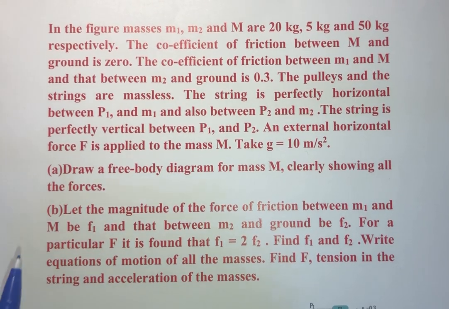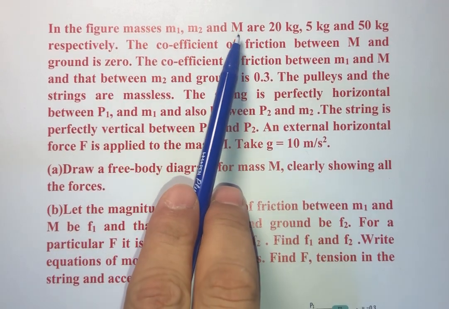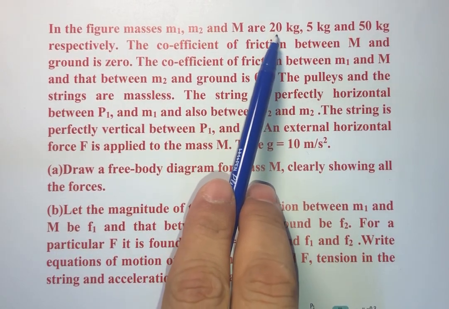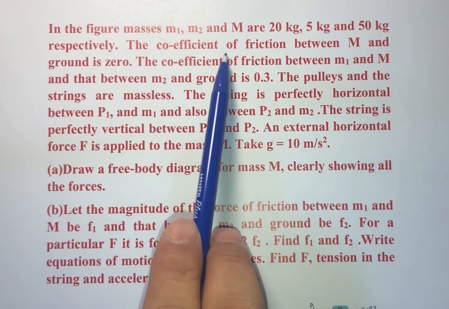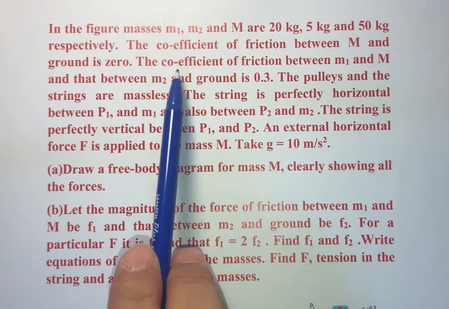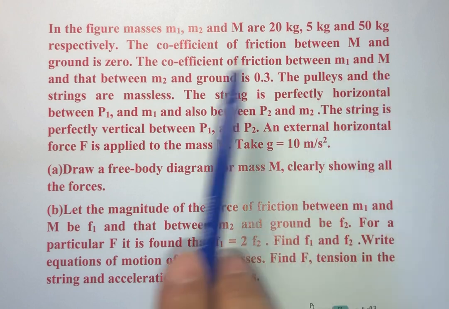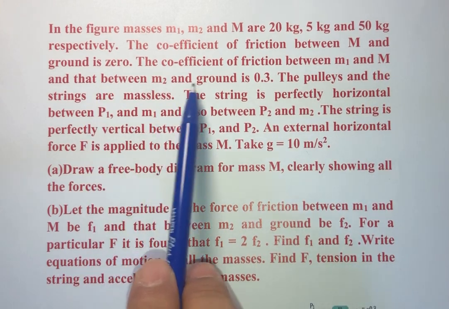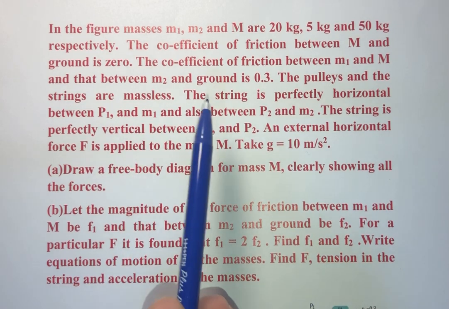Hello friends, so in today's question, in the figure masses m1, m2 and capital M are 20 kg, 5 kg and 50 kg respectively. The coefficient of friction between mass capital M and ground is 0. The coefficient of friction between m1 and capital M and that between m2 and ground is 0.3. The pulleys and the string are massless.